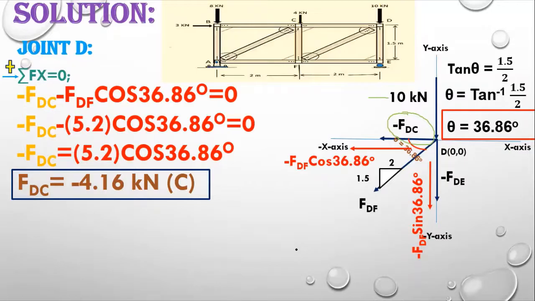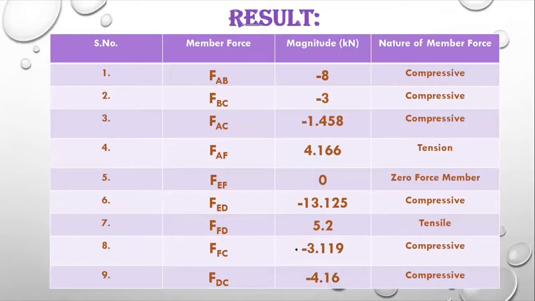So this is the way we have calculated all the 9 member forces. So we are going towards the result. This is the result you can see here. All the member forces are written over here. You can see the magnitude in kilonewton. I have already written the unit in the magnitude, for example kN, kilonewton. So I just wrote down the values here.